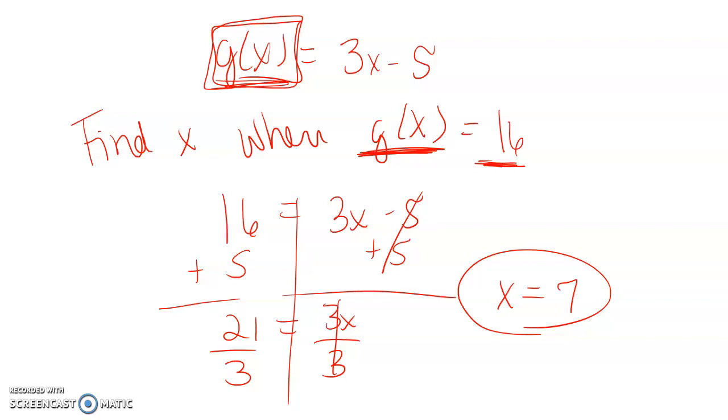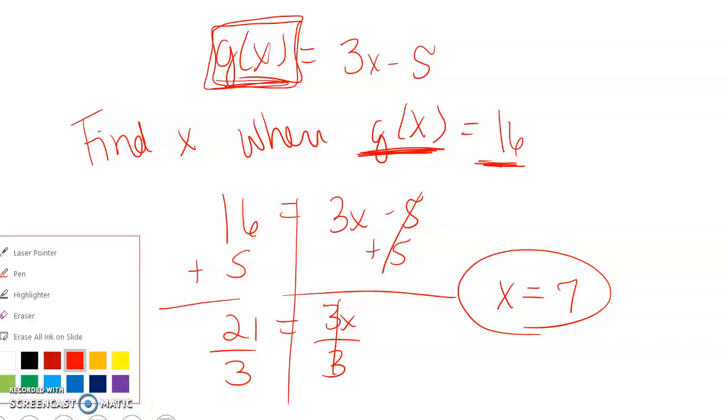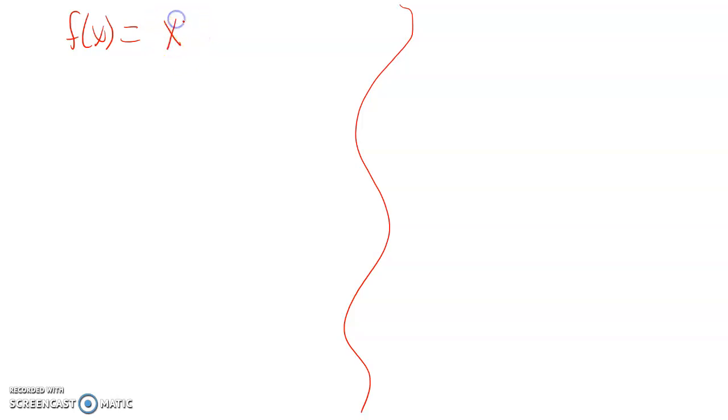Okay, I'm going to give you two to do now. I want you to try these. I'm going to put them on here, and then I want you to pause your screen and try to work them out on your own, and then check to see how you did. So f of x equals x squared minus 3, and I want you to find f of 6 and f of negative 1.